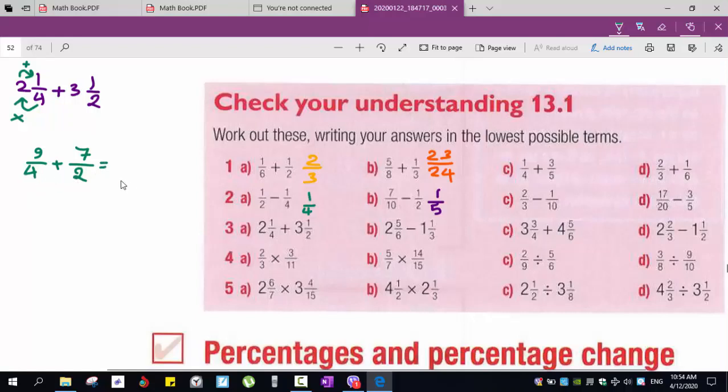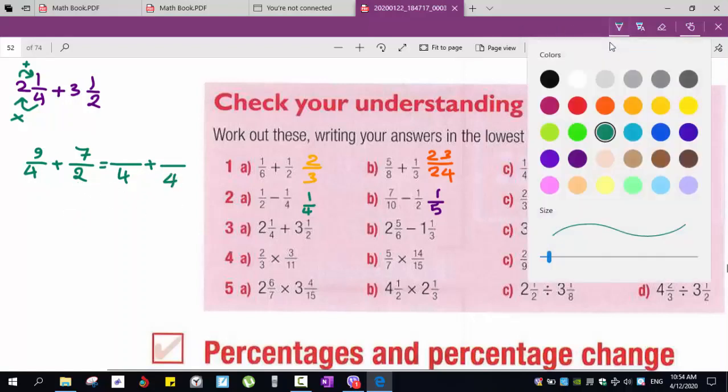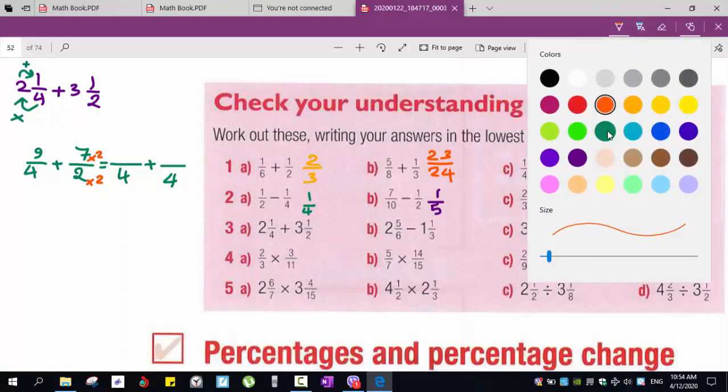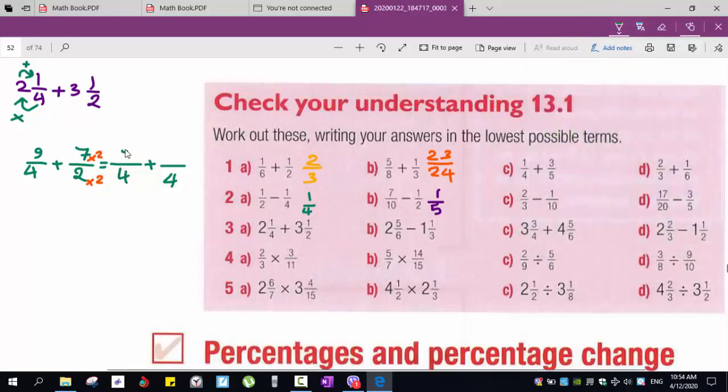Now to add these two fractions, we need a common denominator, which is 4. How does 2 become 4? We multiply up and down by 2. Then we will have 9 over 4 plus 2 times 7 is 14 over 4. Now add these two numbers. 9 plus 14 is equal to 23 over 4.